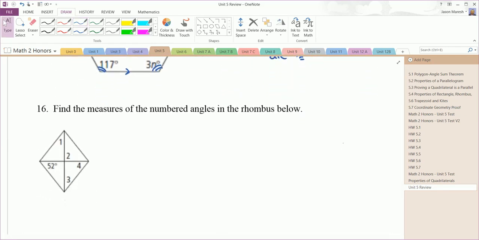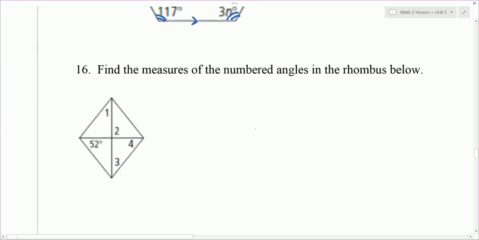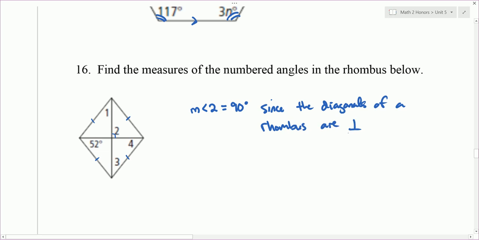16. Find the measures of the numbered angles in the rhombus below. So we're going to have to use a few properties here. First of all, the diagonals in a rhombus are perpendicular, because we have all four sides the same length. And so that tells us the measure of angle 2 is 90 degrees, since the diagonals of a rhombus are perpendicular.